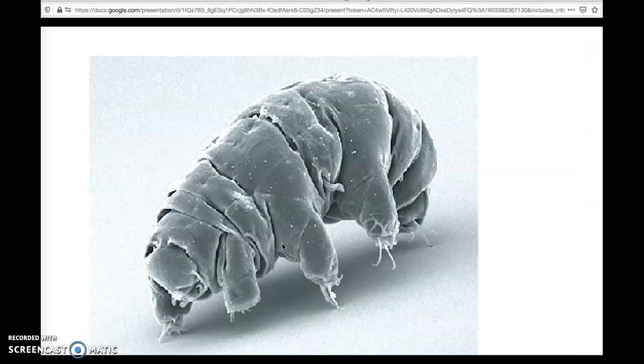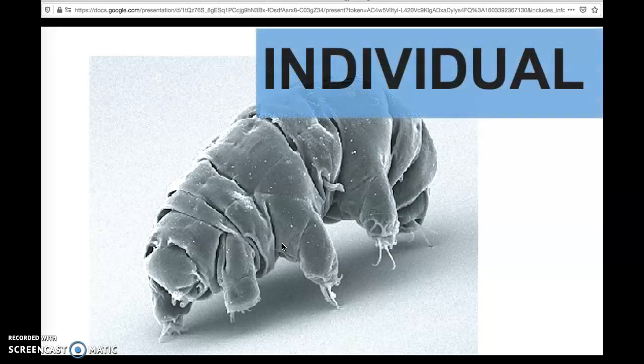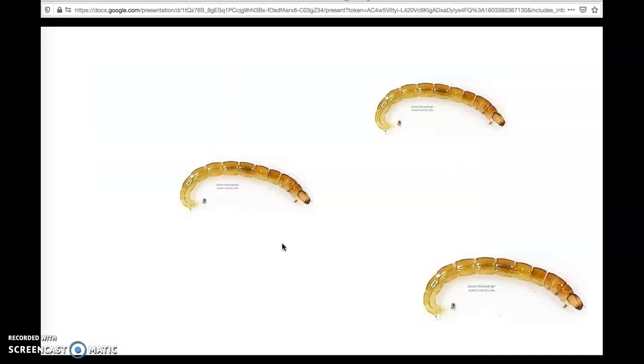What is this? I don't know if you know this little guy. He's, we'll say, a friend of mine, but I don't know. What would you classify this as in the hierarchy of life? He would be classified as an individual. This is called a tardigrade, or the water bear. This is actually a microscopic organism that you might find in your water.